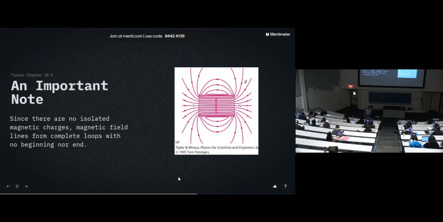An important note, since there are no isolated magnetic fields, I said we'd talk about this maybe next time or later on. Now is later on. This is actually a good drawing of a bar magnet showing the magnetic field lines traveling all the way through that material. Since there are no isolated magnetic charges, magnetic field lines form complete loops with no beginning nor end.